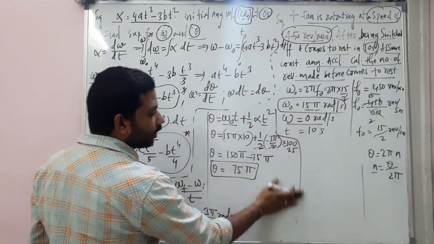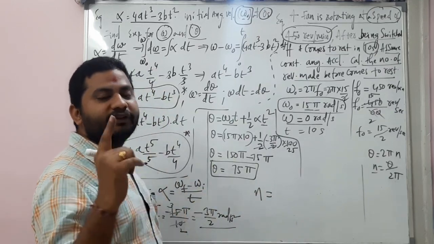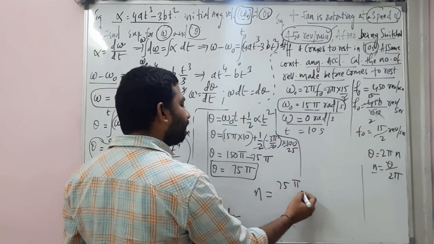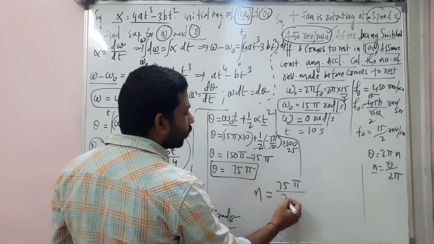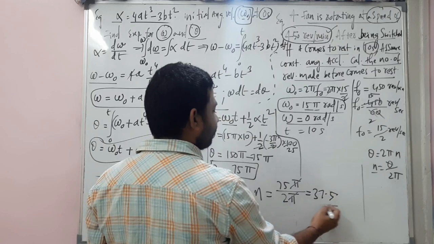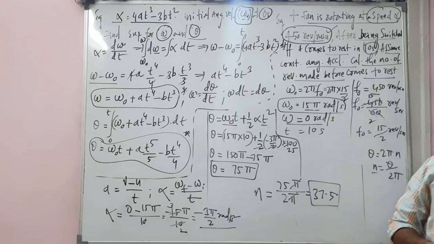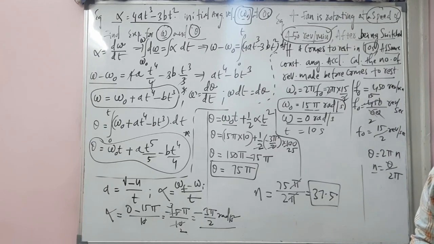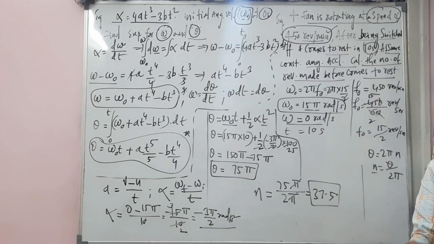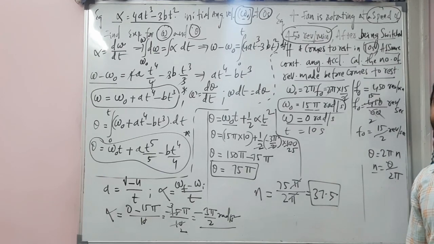This 75 pi you can substitute here. If you want to find the number of revolutions made by the fan before it comes to rest, n is equal to theta, 75 pi, divided by 2 pi. So pi gets cancelled. It is 37.5. Is there any unit for this 37.5? No, it is just a number. So before the fan comes to rest, it has finished 37.5 revolutions, my dear children. Clear?